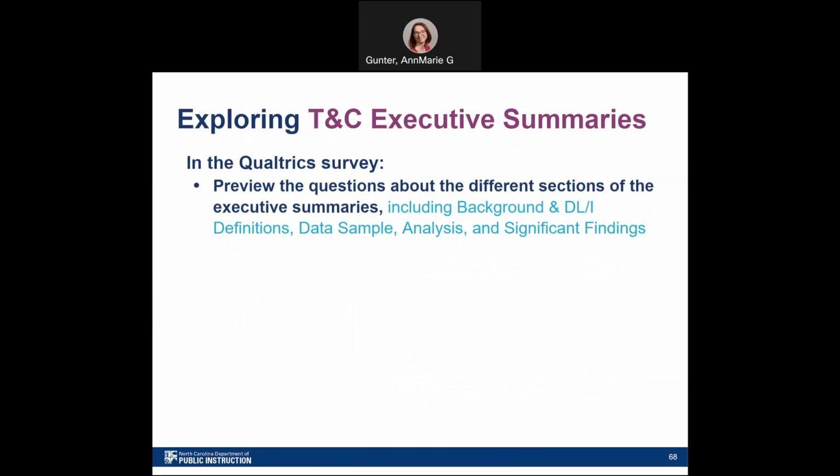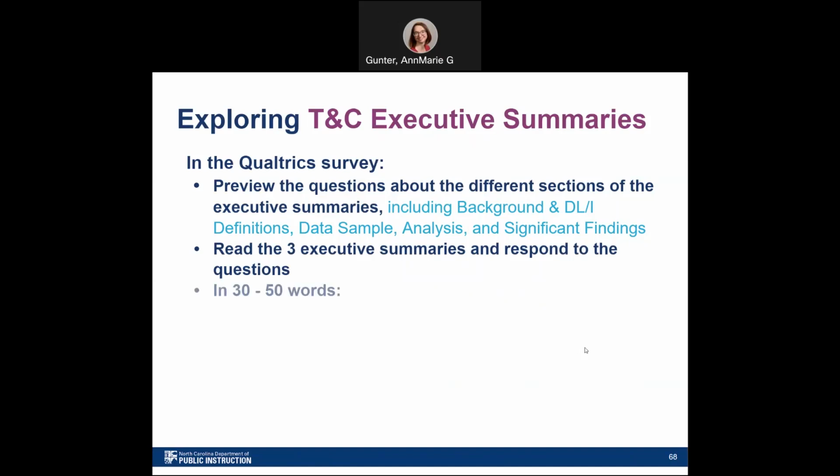that are in each executive summary, like the background and DLI definitions that the researchers used, the data sample here in North Carolina for this longitudinal study, the analysis from the researchers, and the significant findings that our researchers posted about our DLI programs. So preview those questions so you know what you're reading for. Then read the 3 executive summaries and respond to the questions as you see them in the survey.